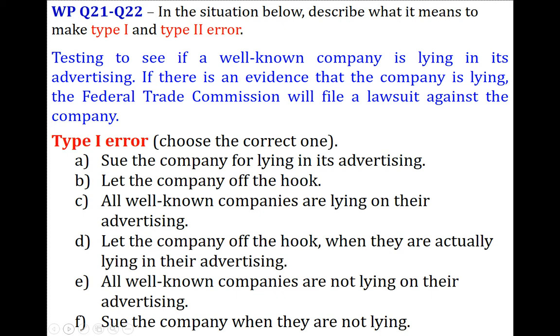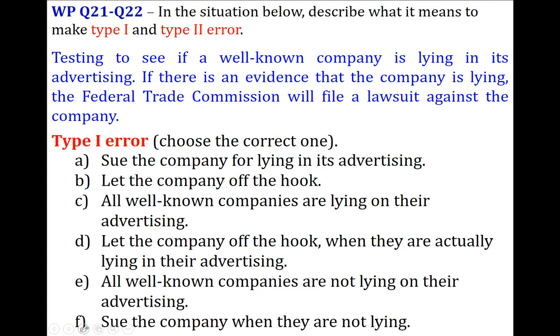All well-known companies are lying and not lying in their advertising, and we sue the company when they are not lying. Now remember, we're trying to choose which one does what. So when we talk about suing the company when they are not lying, that is a type 1 error. A type 1 error is the incorrect rejection of a true null. The true null is that they are not lying, and we sue that company for that fact.